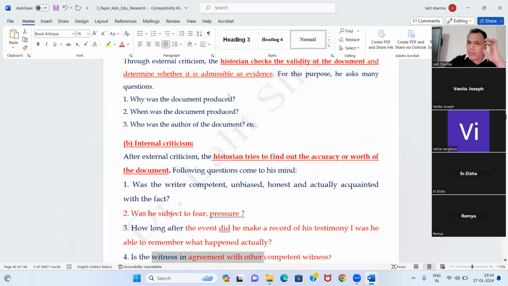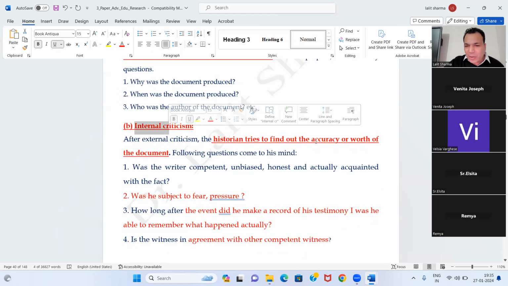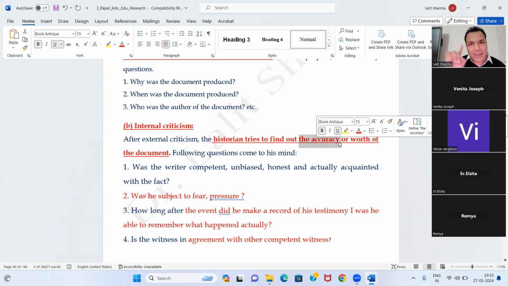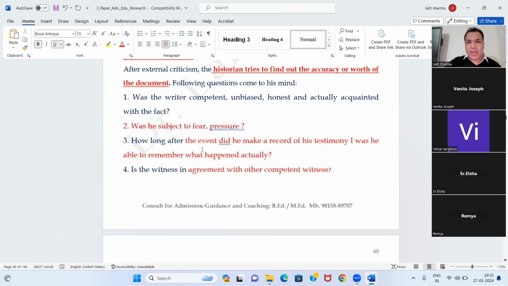Okay, here I want to tell you one important thing. Under the external criticism, it is talking about the validity of the document. And in the internal criticism, the word accuracy has come. Accuracy means, just as we did reliability and validity earlier, here we are also checking the reliability and validity. That's why the steps of historical research and the criticism of historical research are most important.